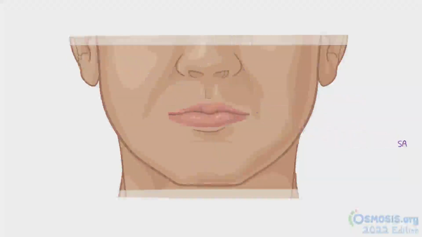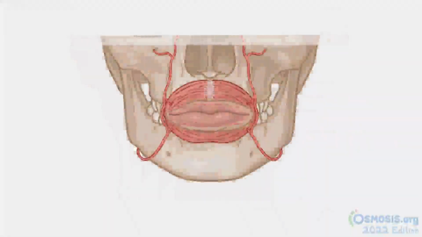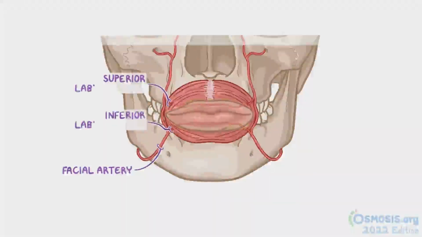Now, the lips get their blood supply mainly from branches of the external carotid arteries. Specifically, the facial artery gives the superior and inferior labial arteries, which anastomose with one another in the midline.